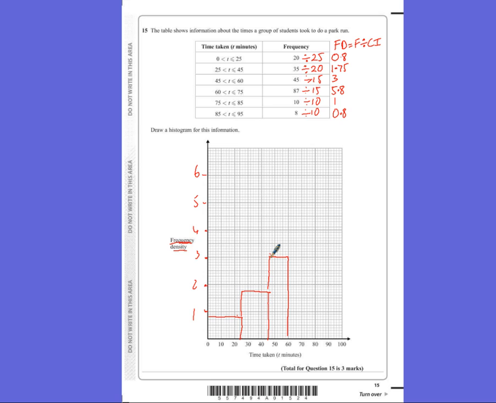The next one goes up to 5.8 and goes up to 75. So 75 is just here, and it goes up to 5.8, which is just here. Be really, really accurate with these, make sure you use a ruler and a pencil. The next one is at 1 and goes up to 85. And the last one is at 0.8 and goes up to 95.